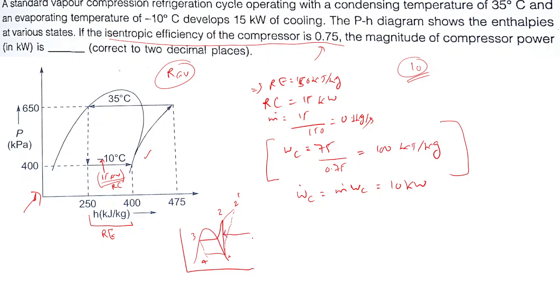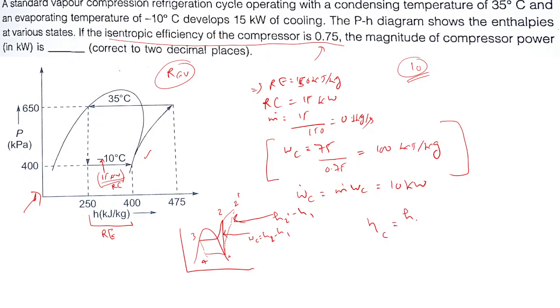So here, the work of compression for this would be h2 minus h1, and for this would be h2 dash minus h1. So h2 dash would be more, or h2 would be more? h2 dash would be more, right? So here in compression you have to provide work. So what would be the efficiency of the compressor? Isentropic efficiency: h2 dash by h2 minus h1.